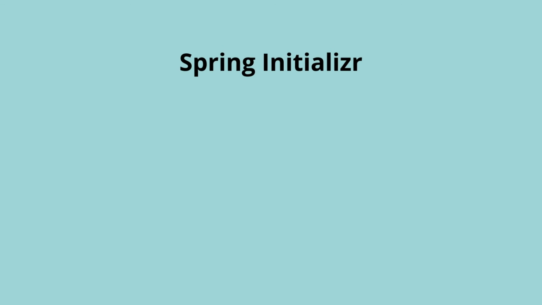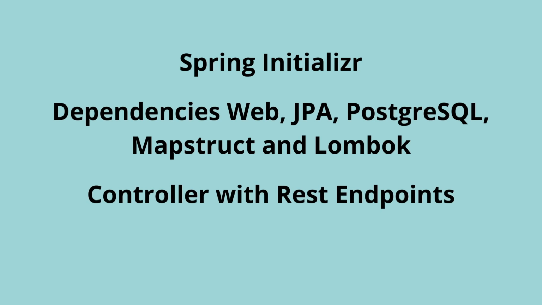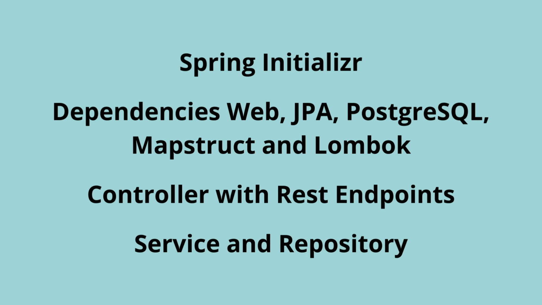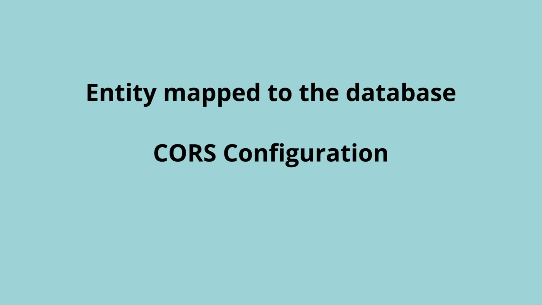I've created the backend with Spring Initializer. I've added the web dependency for the endpoints, JPA and Postgres for the database connection, and Mapstruct and Lombok for the code generation. I've created the controller with all my REST endpoints. I've created the service and repository where I read and update the gym records. I've created the entity, which is an object which reflects a table in the database. I've configured my backend to accept an external frontend with the course. And finally, I've added an advice to catch my exceptions and return the HTTP code I want.